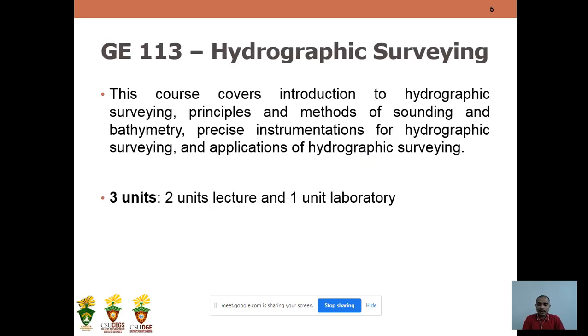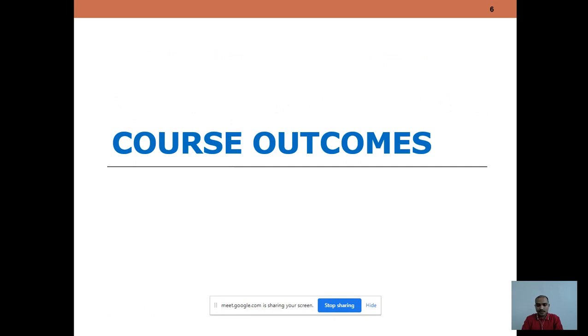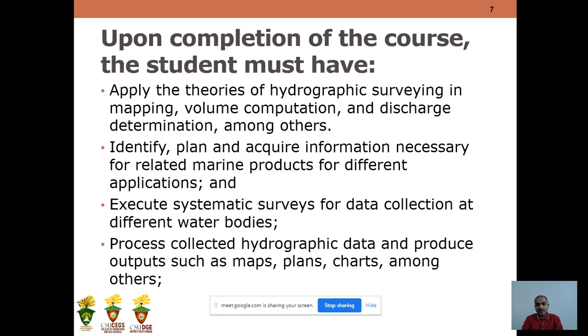So it covers measurements of the tides, measurement of water levels, flow measurements, and so on. It consists of 2 units lecture, so we have 2 hours every week for lecture, and 3 hours for the 1 unit of laboratory exercises. So let's go to the course outcomes. These are the expected outputs after you complete this course, GE113.